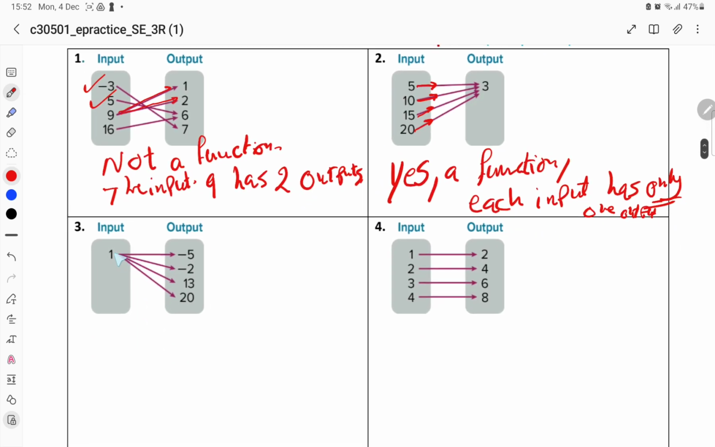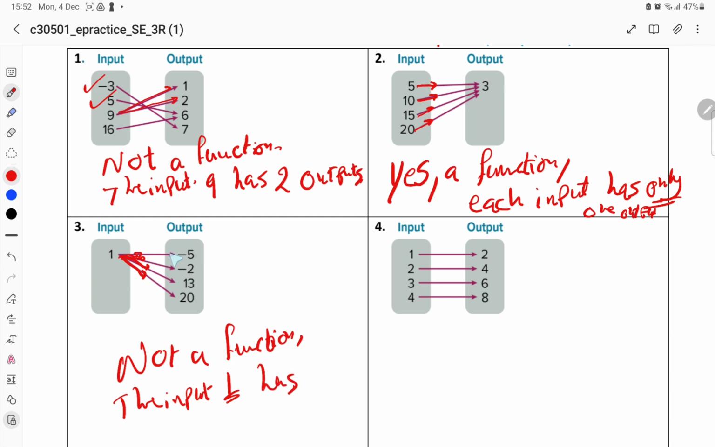Here, the input one has how many outputs? One output, two outputs, three outputs, four outputs. So of course it's not, sorry, it's not a function. Why? Because the input one has how many outputs? 1, 2, 3, 4. It has 4 outputs, and that's why it's not a function.